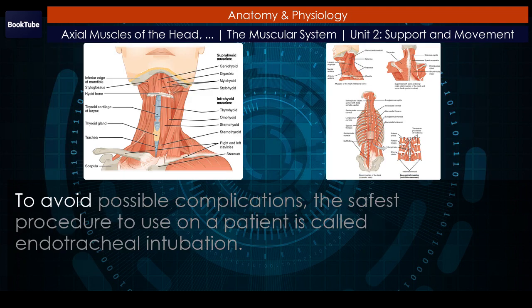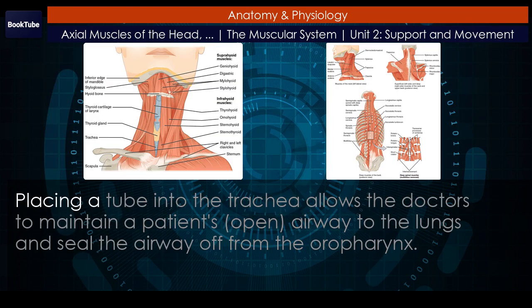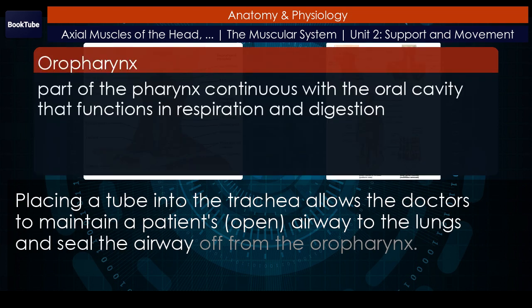To avoid possible complications, the safest procedure to use on a patient is called endotracheal intubation. Placing a tube into the trachea allows the doctors to maintain a patient's open airway to the lungs and seal the airway off from the oropharynx.